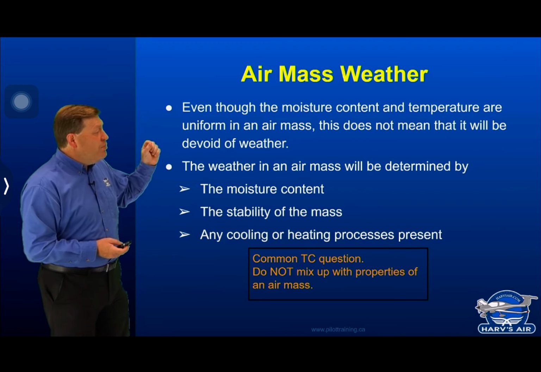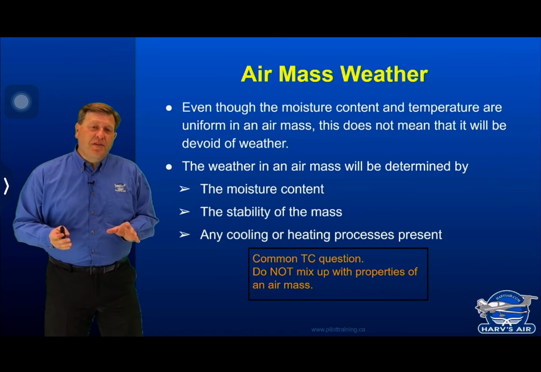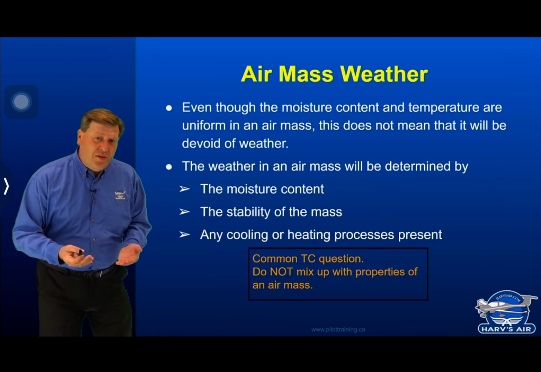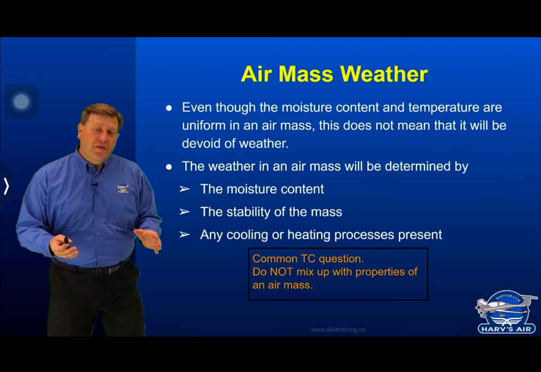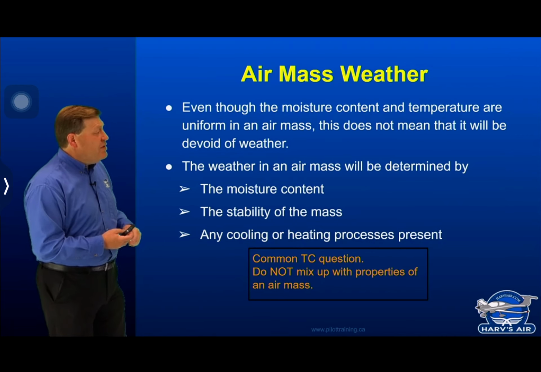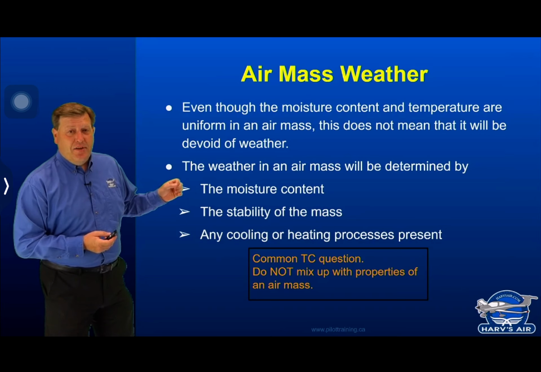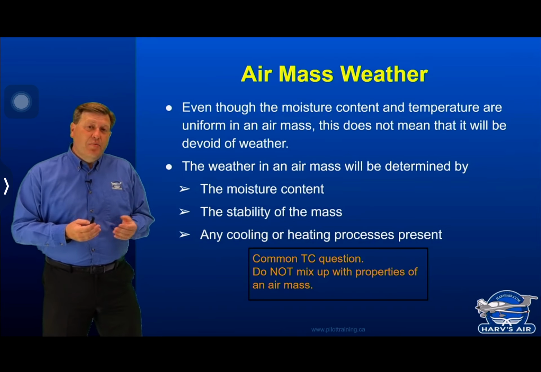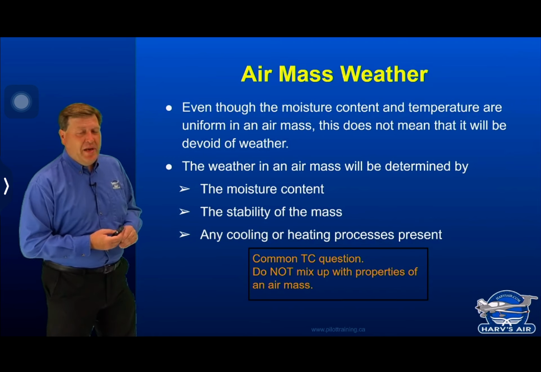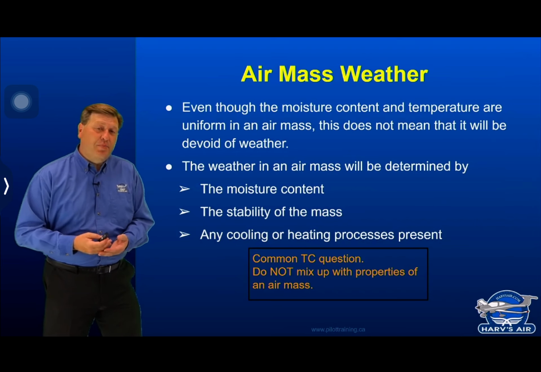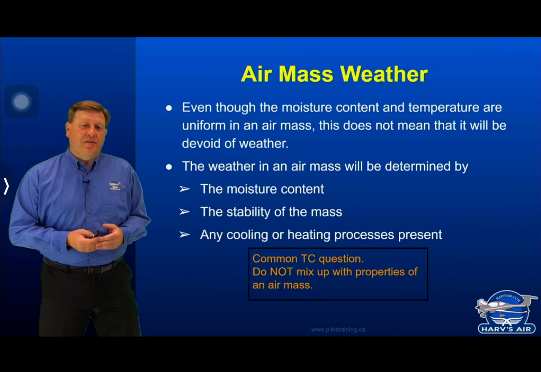Now, even though the moisture content and the temperature of an air mass are uniform, this doesn't mean that they are devoid of weather. Weather can still and will happen within an air mass. If we have a large area of air, the weather will be determined by each of these following factors. The moisture content. Of course, the more moist an air mass is, the more likely it is to develop some sort of weather. We also have the stability of the air mass. A stable air mass is less likely to produce any sort of weather, and if it does, it will be different than an unstable air mass.